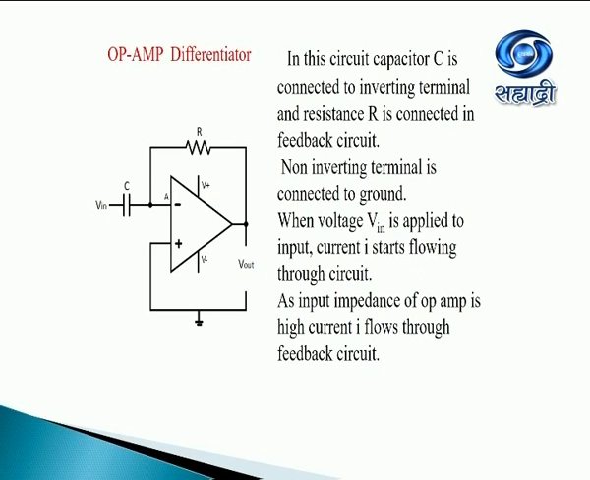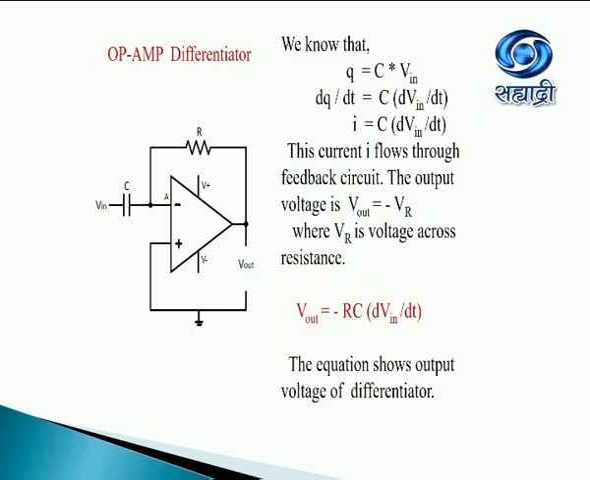In this circuit, capacitor C is connected to inverting terminal and resistance R is connected in feedback circuit. Non-inverting terminal is connected to ground. When voltage Vin is applied to input, current I starts flowing through circuit. As input impedance of op-amp is high, current I flows through feedback circuit. We know that Q is equal to C into Vin. Taking derivative, we get dq upon dt is equal to C dVin by dt. dq upon dt is current I. So I is equal to C dVin by dt. This current flows through feedback circuit.